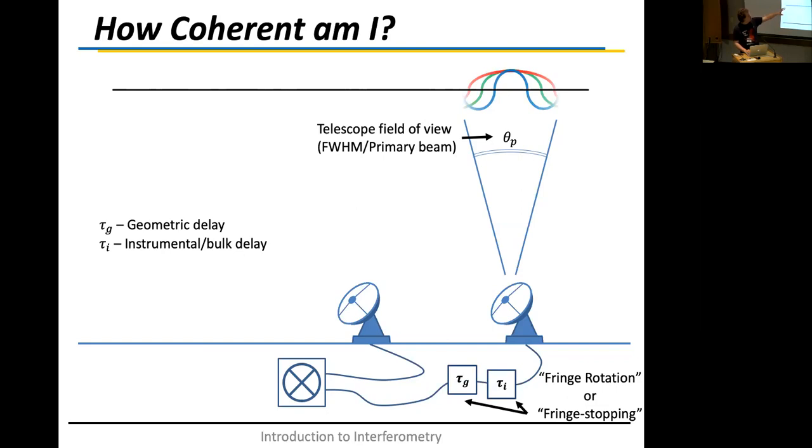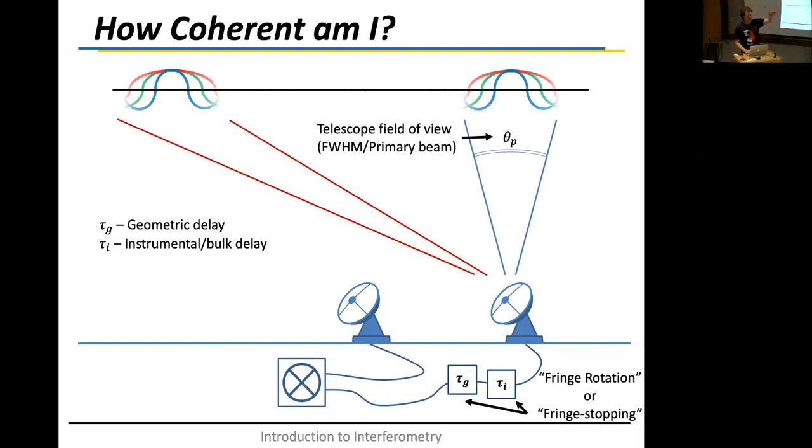So you're actually coherent on that position in the sky. And in fact, we tend to do this not just for one position in the sky, but for all the different positions that the antennas point to. We refer to this as fringe rotation, fringe stopping, fringe tracking.